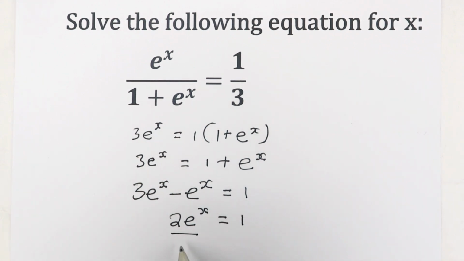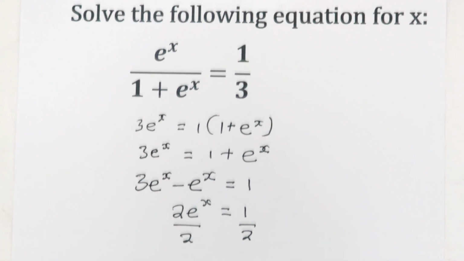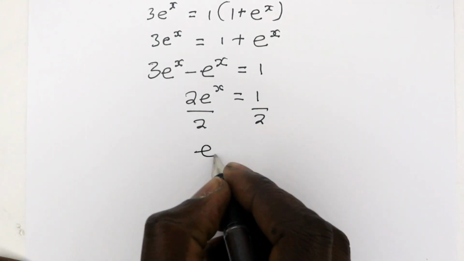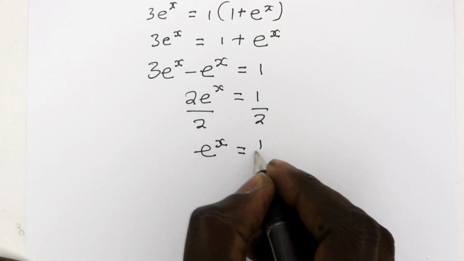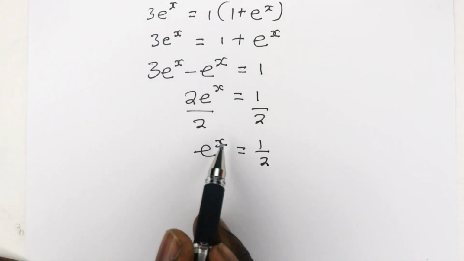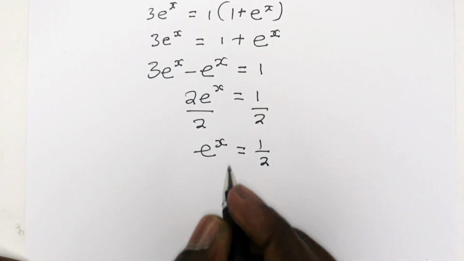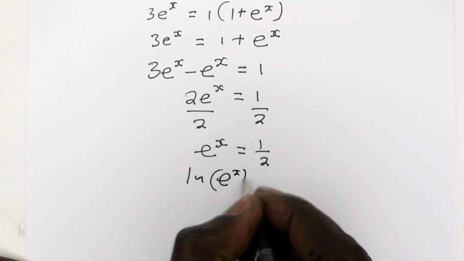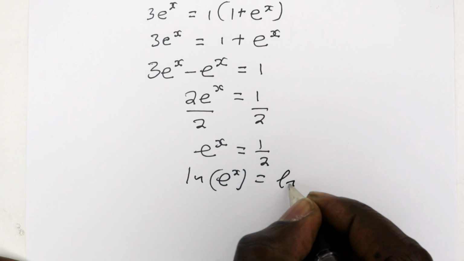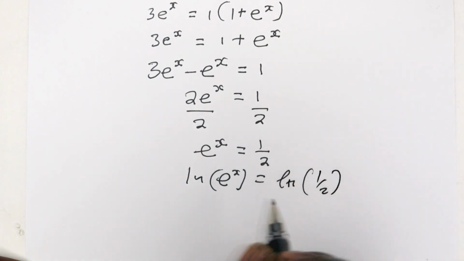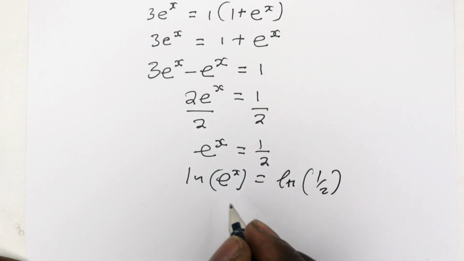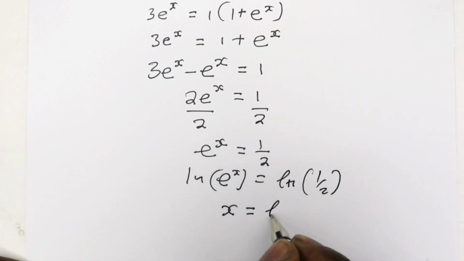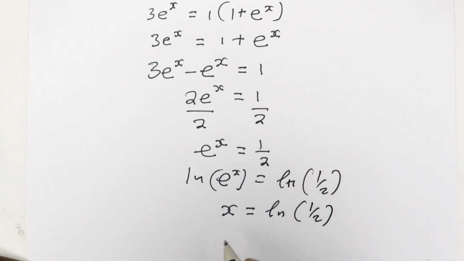Then you just divide both sides by 2 so that you have e to x is equal to 1 over 2. So to get x, you just introduce natural log to both sides so that you have ln of e to x is equal to ln of 1 over 2. So ln and e will cancel so that you have x is equal to ln of 1 over 2, which can be written as negative ln of 2.